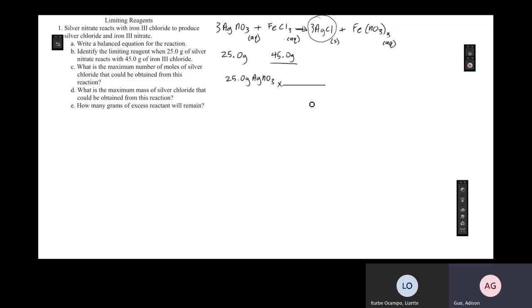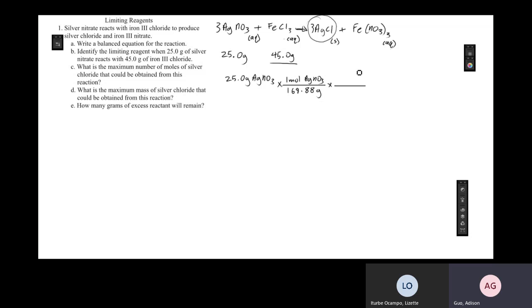And then I have to find the molar mass. So 1 mole of silver nitrate is going to be: silver is 107.87, I believe, plus 14.01 plus 16 times 3. Okay. So we should be getting 169.88 grams.